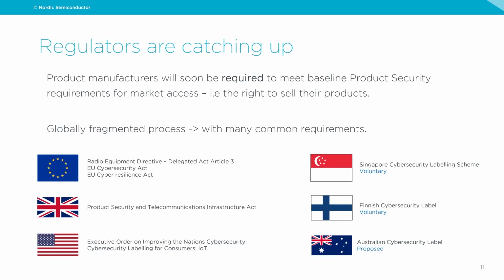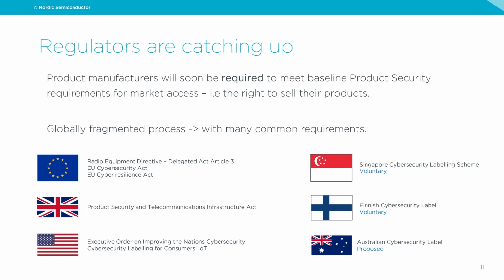But this situation with a lack of baseline security requirements in some product categories is changing. The regulators are catching up, and steps are being taken towards a future where product manufacturers will be required to meet a baseline product security for market access. Meaning that if the devices they are developing and manufacturing don't meet those requirements, they will lose the right to sell their products across various markets worldwide. As of now, the process is a little bit fragmented on a global scale, but it's underpinned by many common requirements.